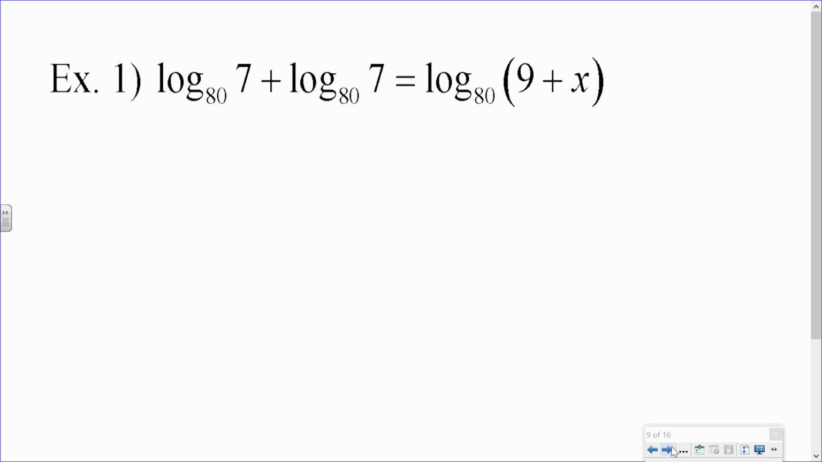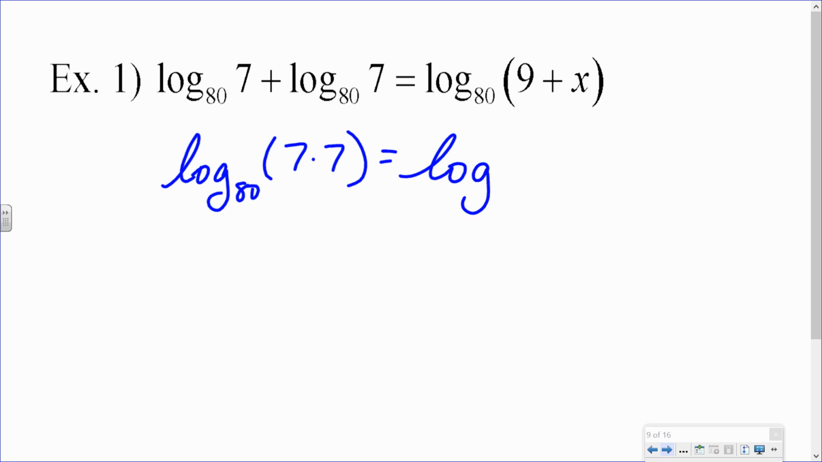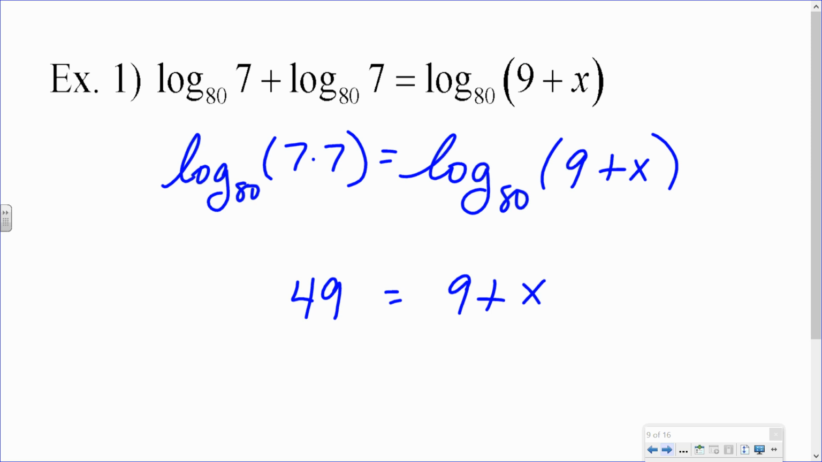So we're adding logs, so that's like adding exponents. That happens when the arguments are multiplied. So we can take the 7 times 7. Now I have log equals log. What can I do whenever I have log with one base equals log with the same base? Allie? I can just set that the arguments are equal. So I can say that the 49 equals the 9 plus x.